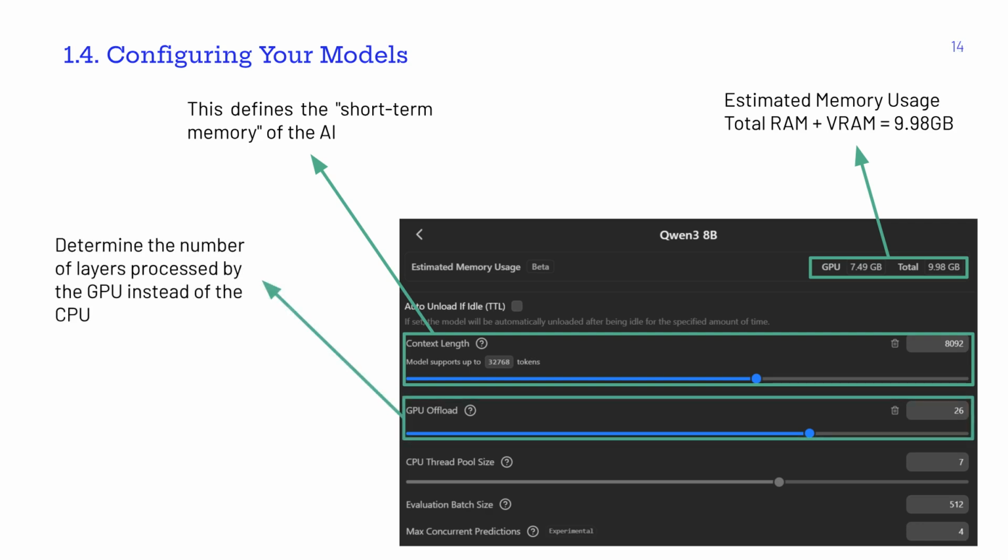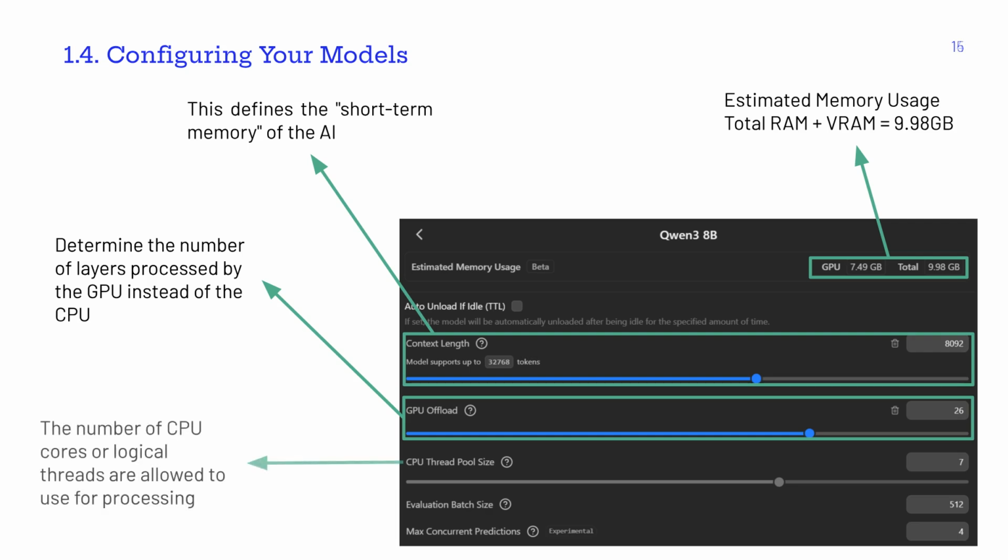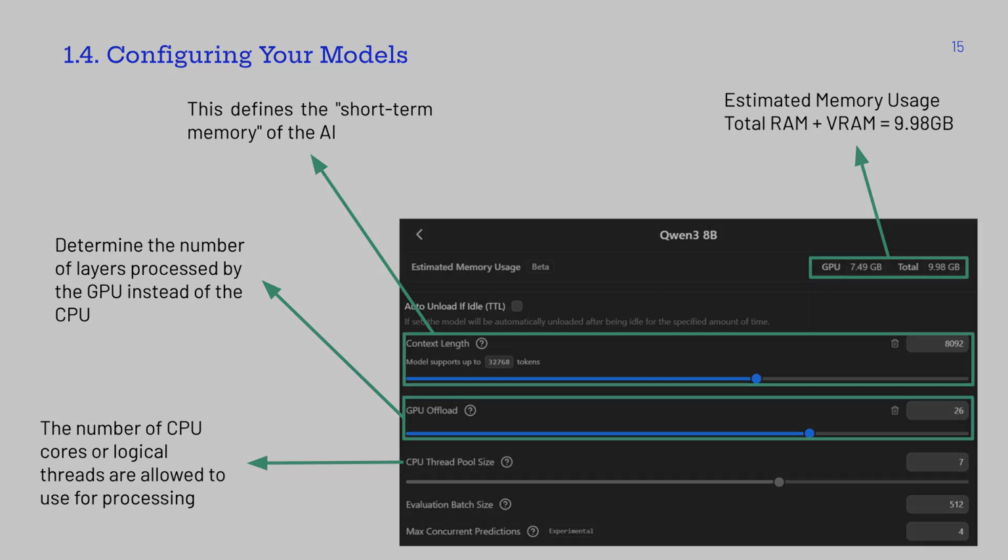GPU offload determines how many layers are processed by the GPU instead of the CPU. Higher values improve generation speed, but increase VRAM consumption. Decrease this number if you get out-of-memory errors. Finally, the CPU thread pool size is the number of CPU cores allowed for processing. Keep this slightly lower than your total CPU threads to prevent system lag during inference.